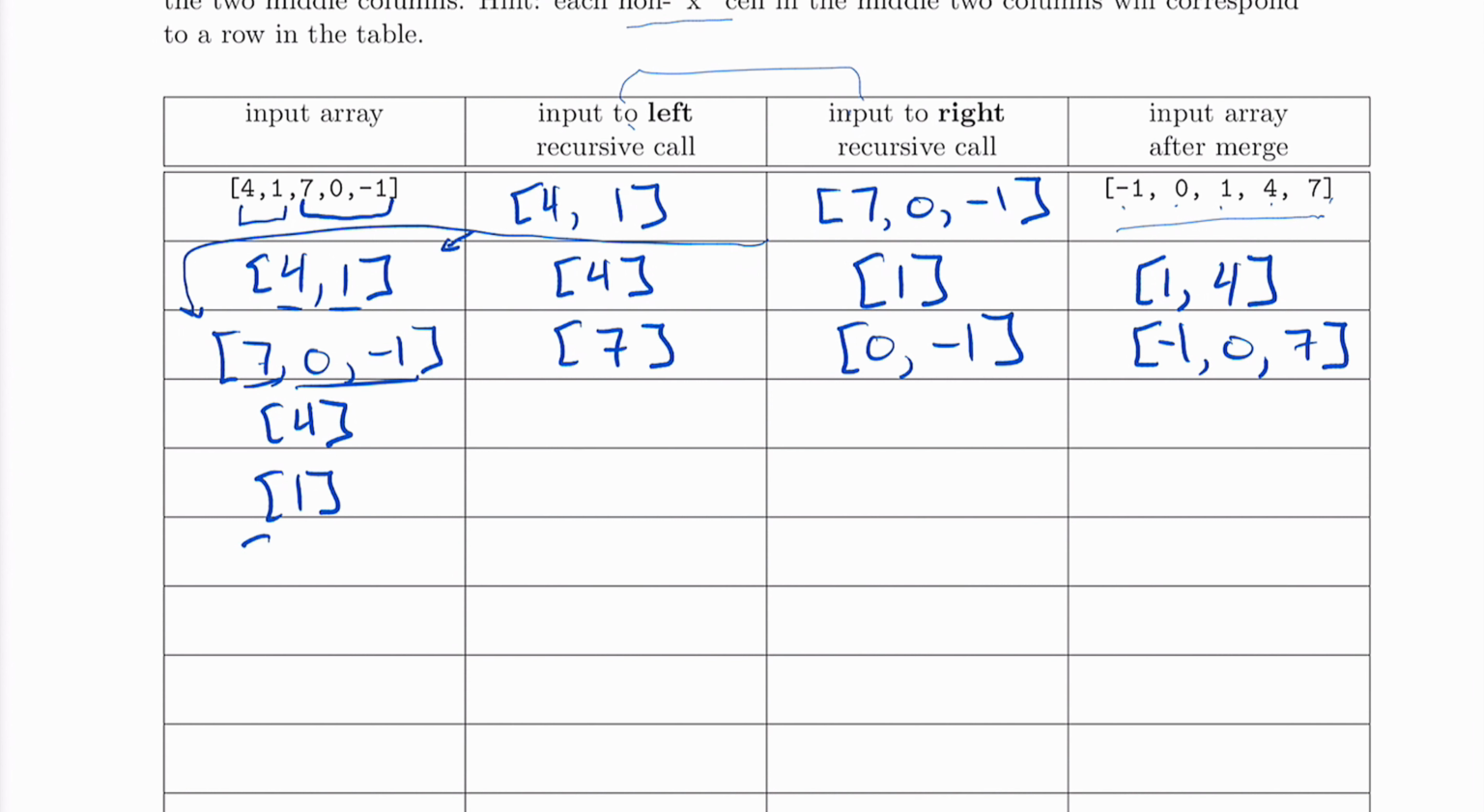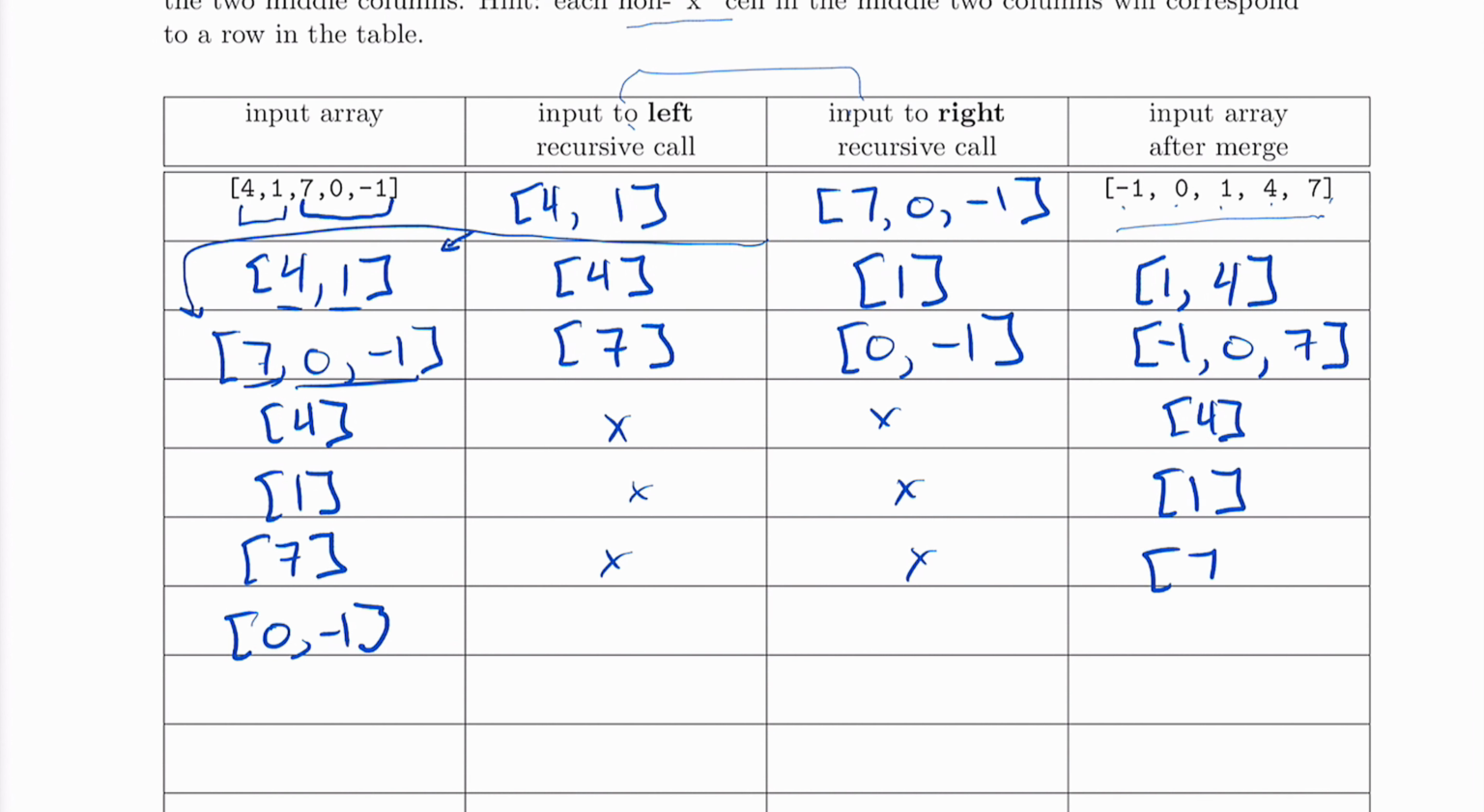So then we're going to copy these down, 7, 0, negative 1. We'll work on those in a second, right? But we don't want to forget about them. So then, what about a one-element array? Is a one-element array ever unsorted? No. That's our base case, right? So it doesn't make any recursive calls. Same thing here. Same thing here. So then, is the input any different after the merge? It's not. So, same thing here.